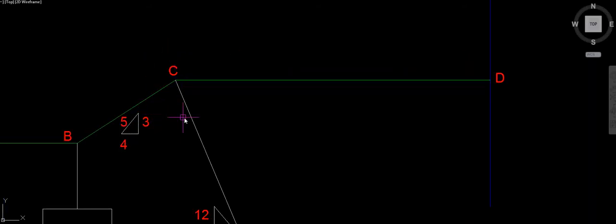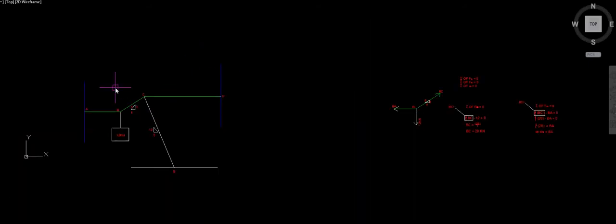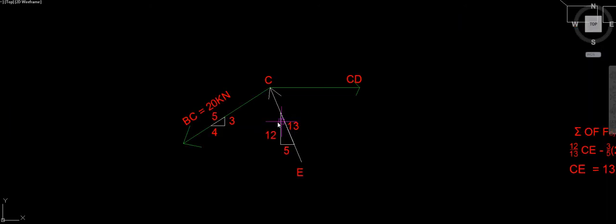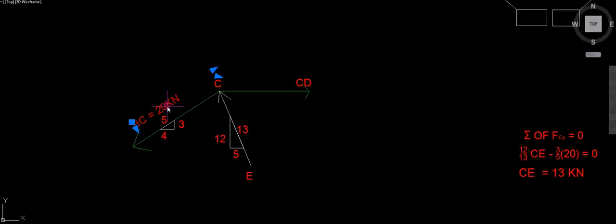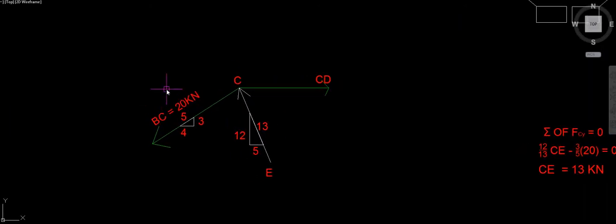Now we will be doing a free body diagram of point C. I've already done it, so let me just zoom in. Remember, we figured out that BC equals 20 kilonewtons.